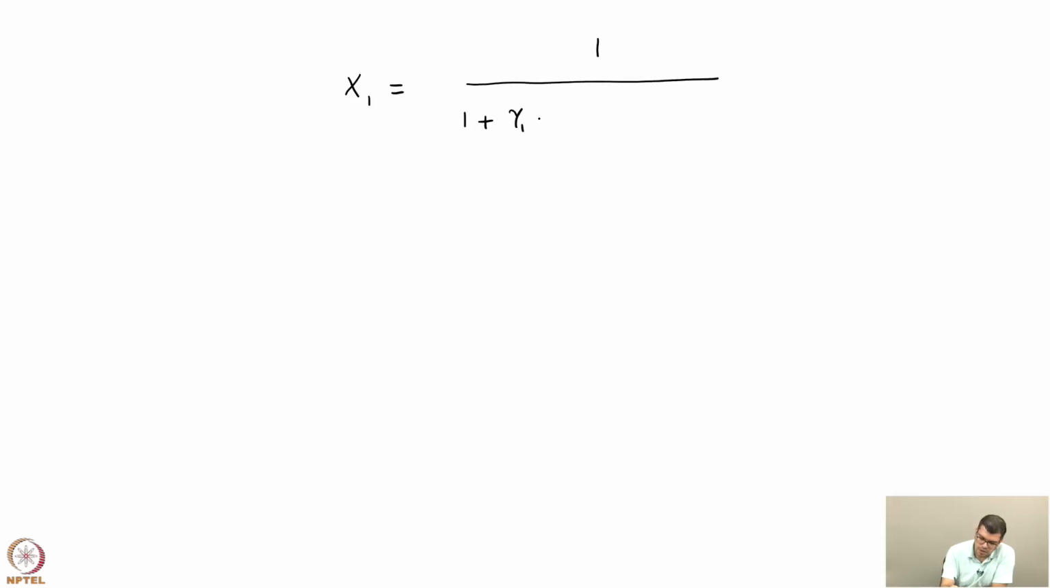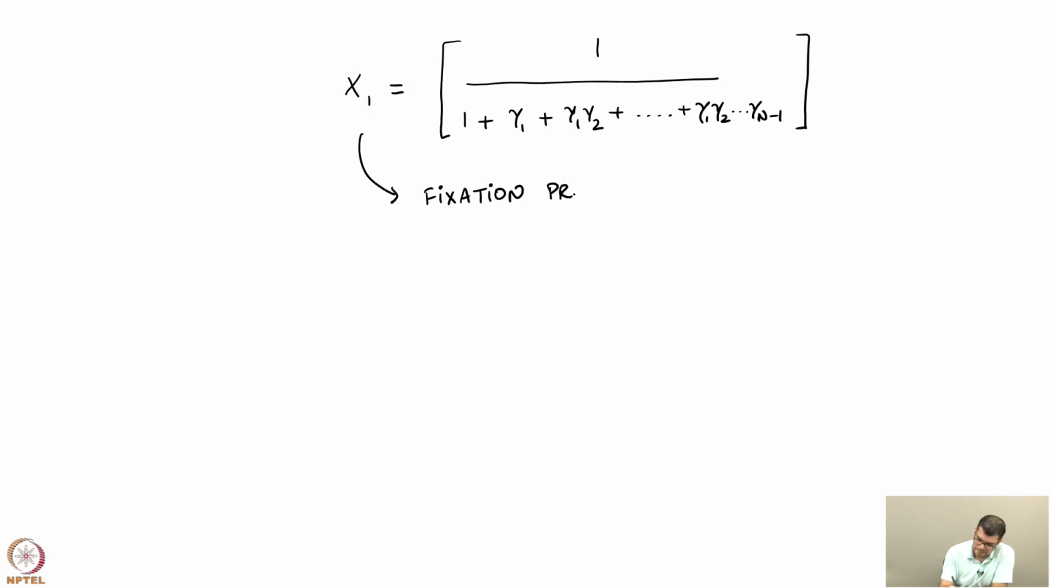And at the end of this exercise, we had come up with the expression for fixation probability of a beneficial mutation as the following expression: 1 divided by 1 plus gamma 1 plus gamma 1 gamma 2 going all the way up to gamma 1 gamma 2 gamma n minus 1. So, one thing you should realize, this is the fixation probability for a mutation.